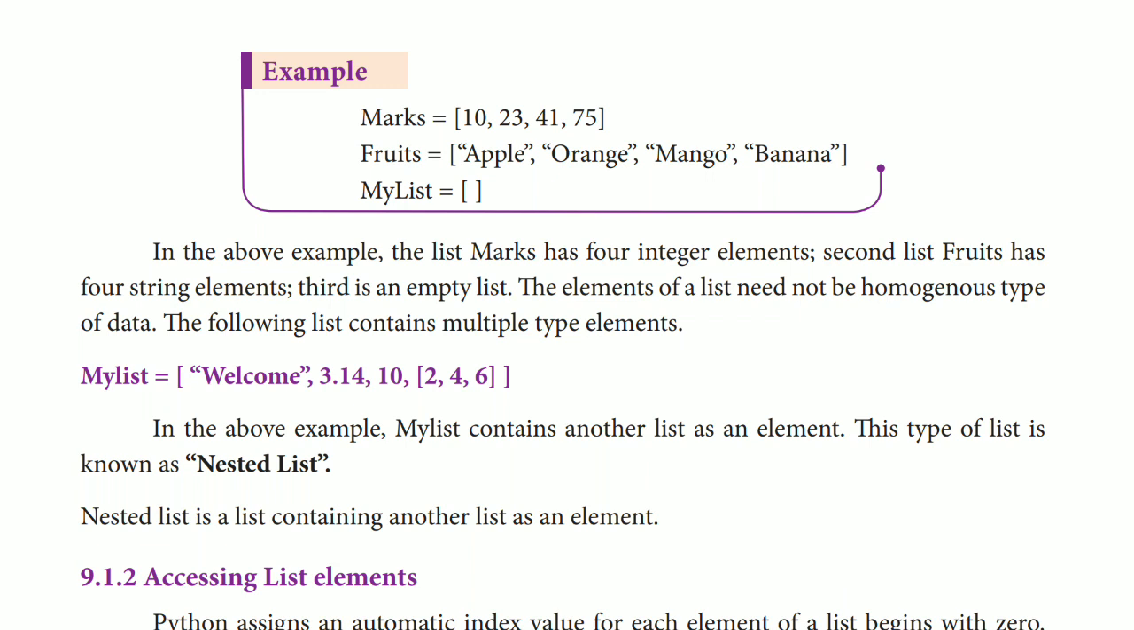Say for example, in the next list, my list, the first element is a string, 3.14 is a floating value, 10 is an integer, and the last element, 246, is a sublist. Okay, so your data need not be homogeneous. Homogeneous means same, and it's not like that. You can give any different data types in a single list.